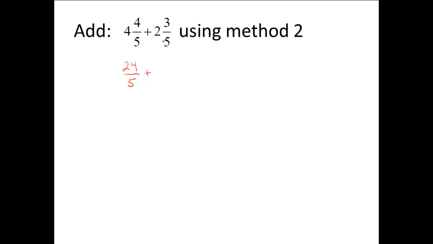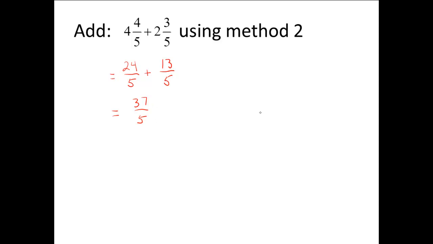Change this to an improper fraction. The whole number 2 times the denominator 5 is 10, plus 3 gives me 13 for my numerator, and 5 for my denominator. Now we will add the numerators together. 24 plus 13 is equal to 37, and the denominator stays the same. This is the answer as an improper fraction.